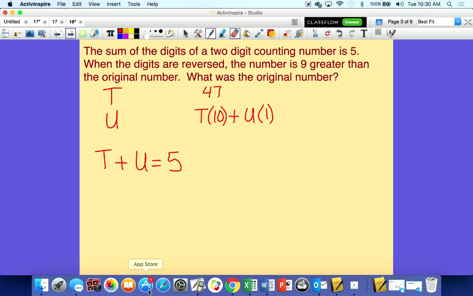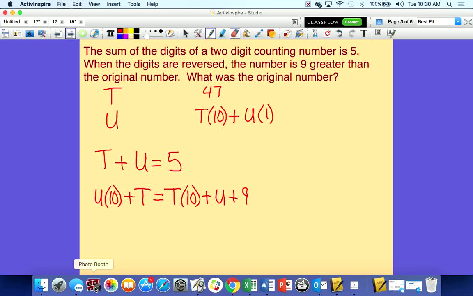So, when it says the digits are reversed, our units digit would come first. So, units times 10 plus t times 1, or just t, equals the original number, so that's where we come back and use this equation. The original number, so t times 10 plus u, plus 9, because we gotta add that 9 in there. Alright, so now we have two equations with two variables.